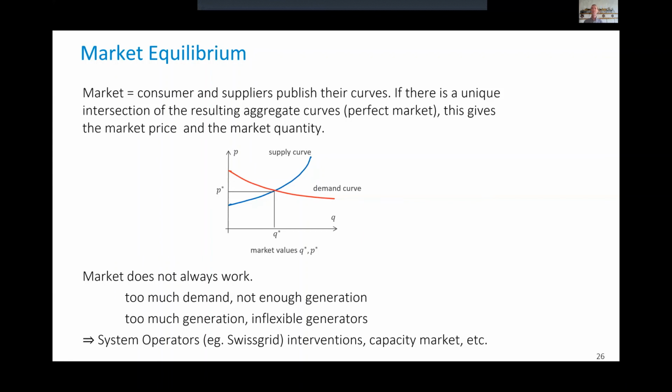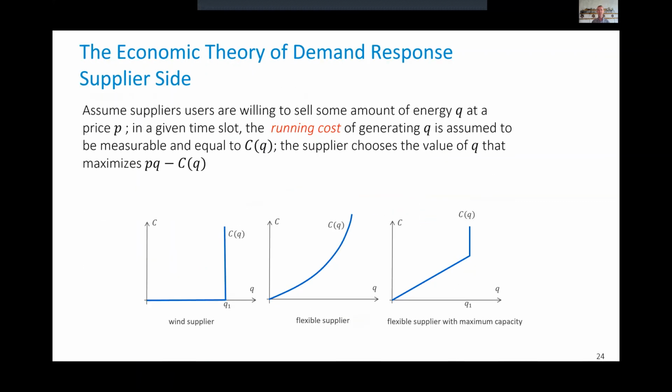Here a question: why is the cost of the flexible supplier linear, up to Q1? Well, here is the reason. Here is a possible cost function for a flexible supplier. It's flexible because it can provide anything between 0 and Q1. And it has a maximum Q1, meaning its cost is infinity beyond, which is an indirect way of saying there's a hard constraint. And the question is, why is it linear?